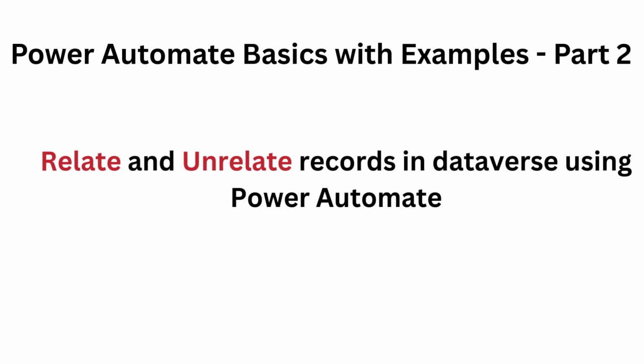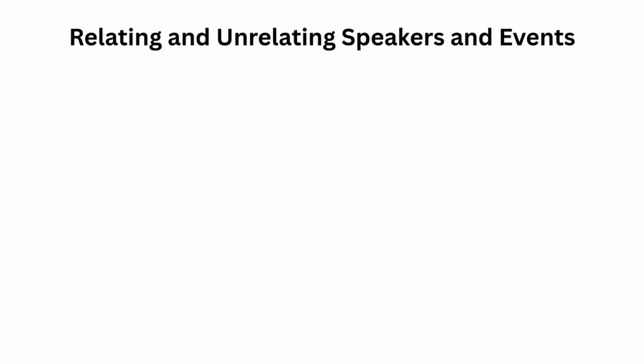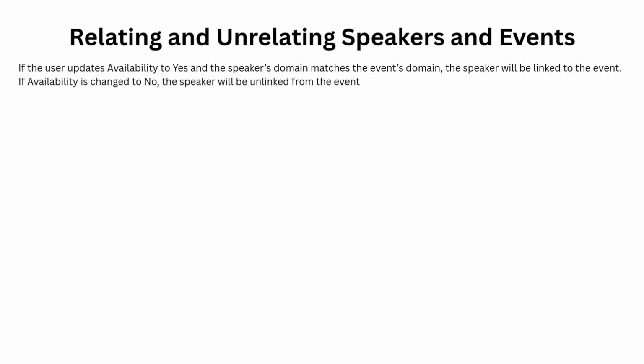Today we will be seeing relate and unrelate records in Dataverse using Power Automate. We will try to understand this using a real world example of the event management application which we used in Part 1. The requirement is: if the user updates availability status on the speaker record to yes and the speaker domain matches the event domain, the speaker will be automatically associated to the event. If the availability status of the speaker is set to no, the speaker will be disassociated from the event.